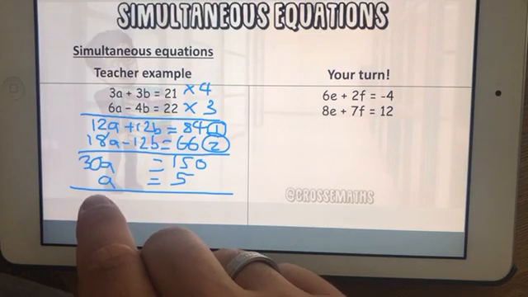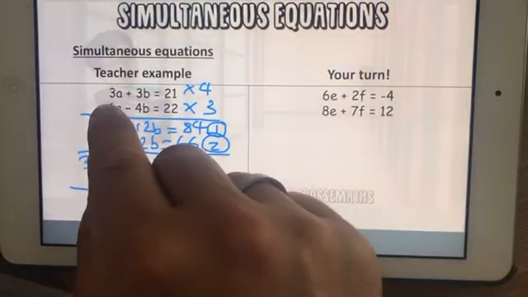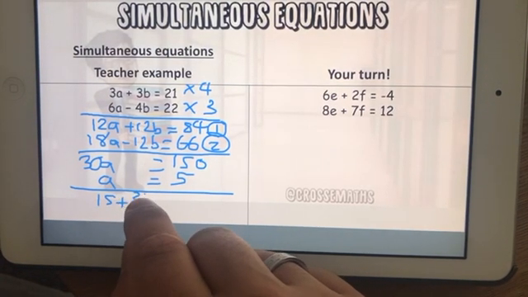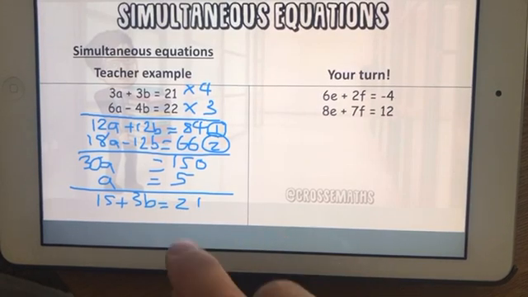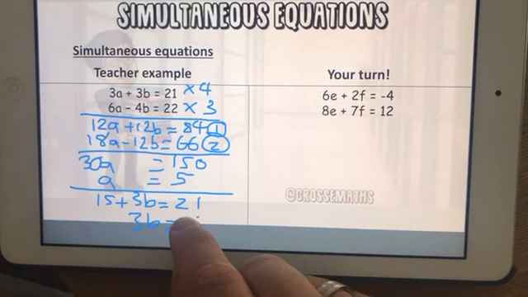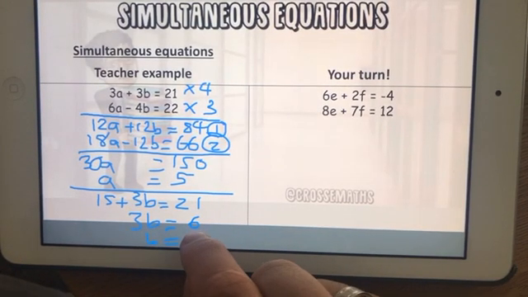3 times a. 3 times 5 is 15. So 3 times a is 15, plus 3b equals 21. Take away 15, 3b equals 6. If you divide by 3, b equals 2.